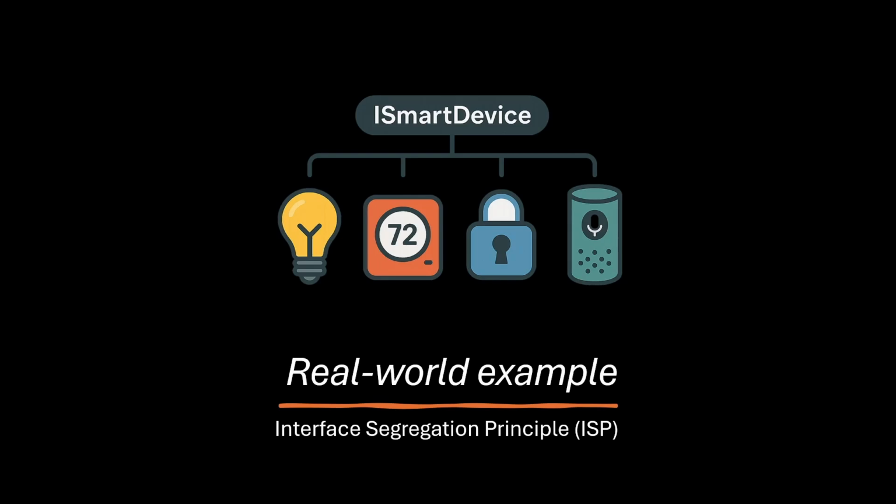So how do we fix this? We split ISmartDevice into smaller and more focused interfaces. That way, each device only implements what it truly needs. We converted a bloated ISmartDevice interface into functionality-driven, smaller interfaces, focusing just on what is required.